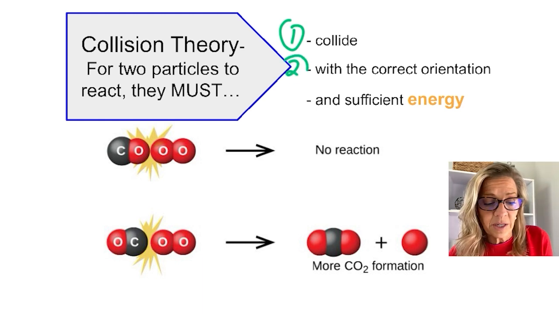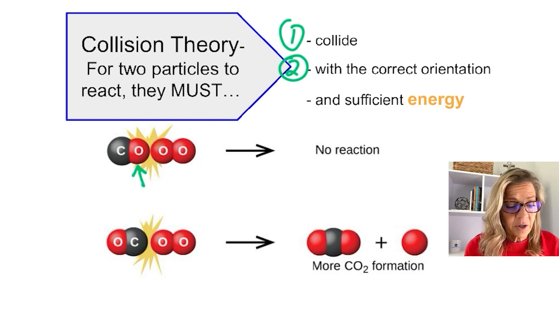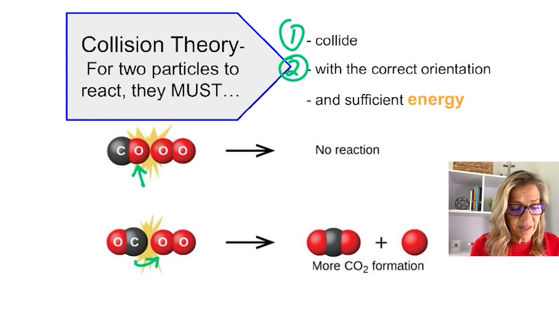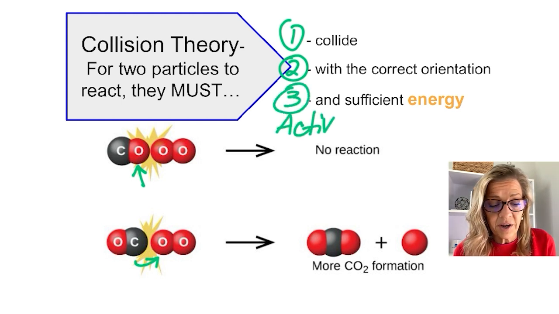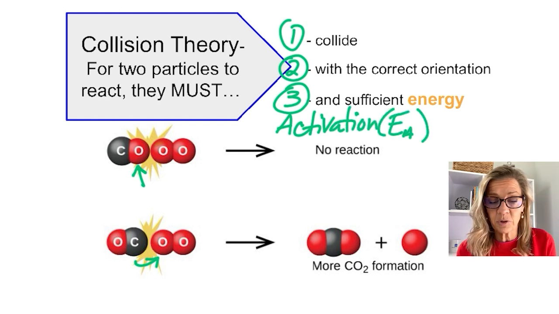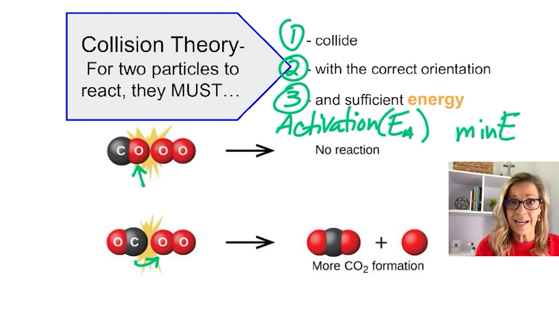The second thing is when they do bump into each other and collide, they must have the correct orientation. So in other words, the oxygen end of this molecule is not going to do it. It has to be the carbon end bumping into the oxygen for a proper orientation. The third thing is when they collide, they have to have sufficient energy. And you've probably heard of activation energy, and that would be E subscript A. So this is the minimum energy we need to collide and react.